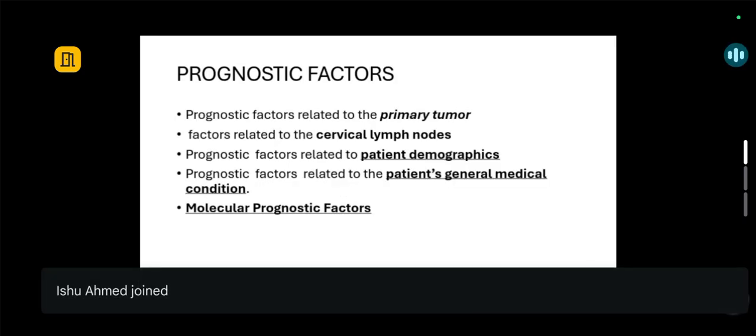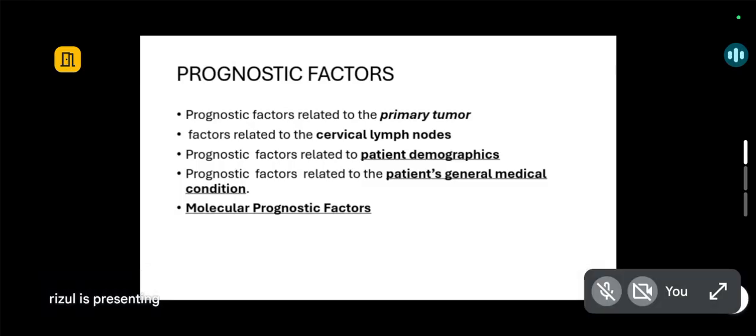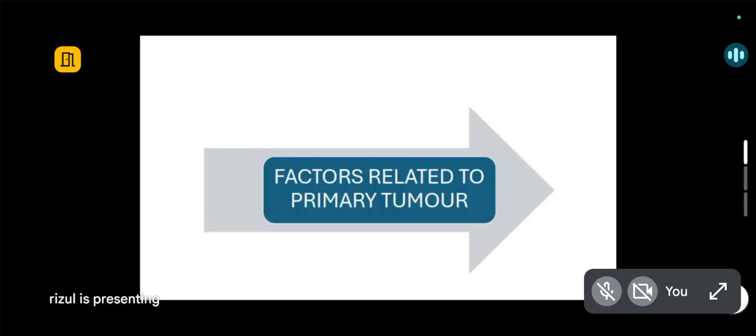So the prognostic factors are basically divided into these 5 parts. That is the factors related to the primary tumor, factors related to the cervical lymph nodes, then the factors related to the patient's demographics, then the factors related to the patient's general medical condition, and finally the molecular prognostic factors. So we will discuss them one by one. First of all, factors related to the primary tumor.